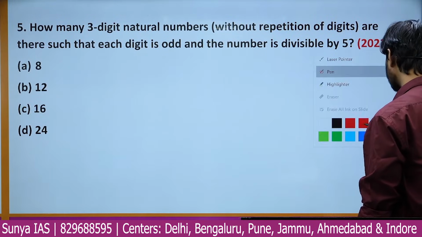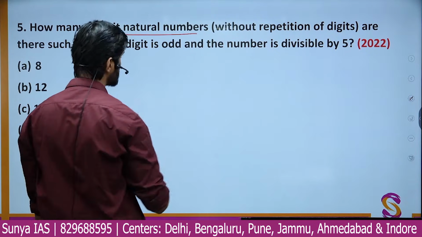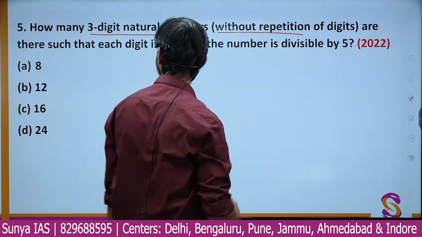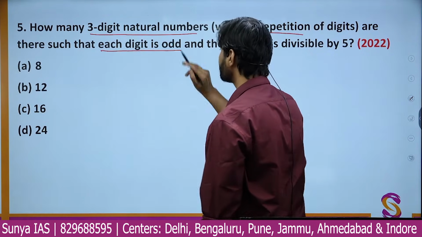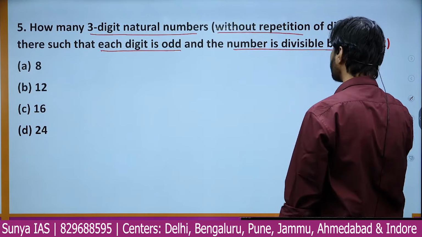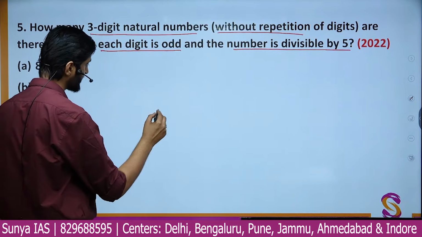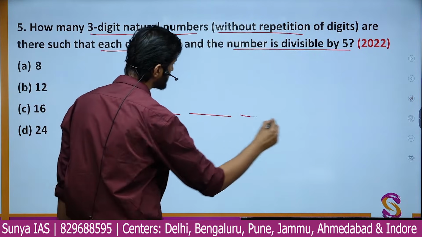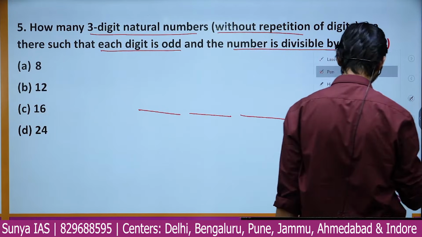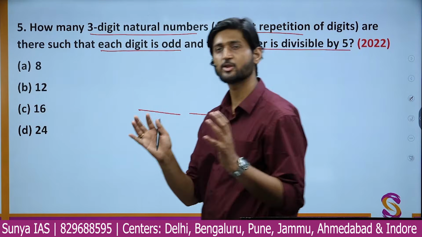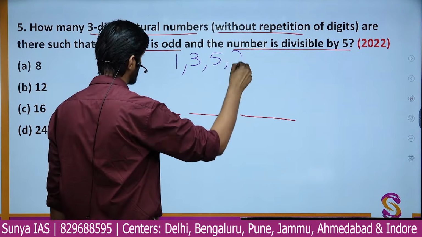5th question says, how many 3-digit natural numbers without repetition of digits are there such that each digit is odd and the number is divisible by 5? Okay, so the question says that how many 3-digit natural numbers are there. So we want to create 3-digit numbers such that each digit is odd. So if each digit is odd, what are the possible choices do we have? We have 1, 3, 5, 7 and 9.